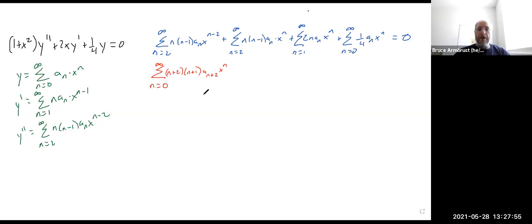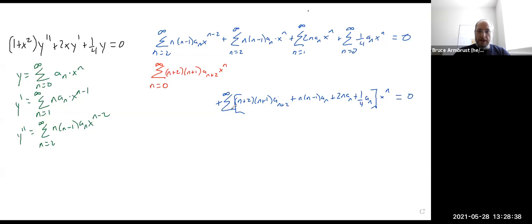Okay, so now I'm going to put this all together into one sum. I'm going to get n plus 2 times n plus 1 times a sub n plus 2, plus n times n minus 1 times a sub n plus 2n a sub n plus 1/4 a sub n. And all of that is being multiplied to x to the n. So I'm literally just taking those pieces and sticking them together, but with the new guy.